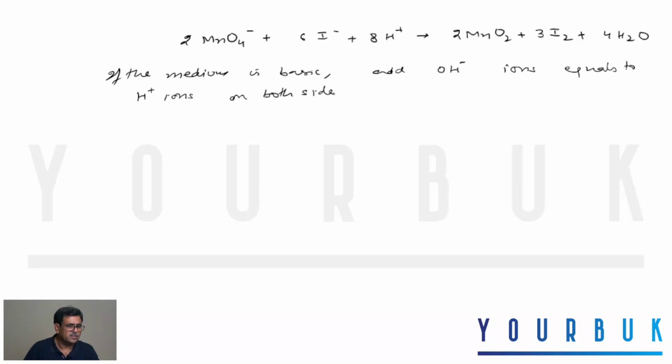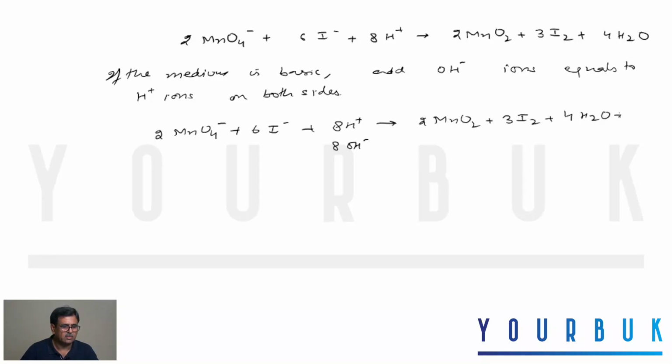On both sides. Now since you have 8 H plus ions, we add 8 OH minus ions on the left hand side, and we also add 8 OH minus ions on the right hand side. Now these 8 H positive and 8 OH negative combine to give 8 water.